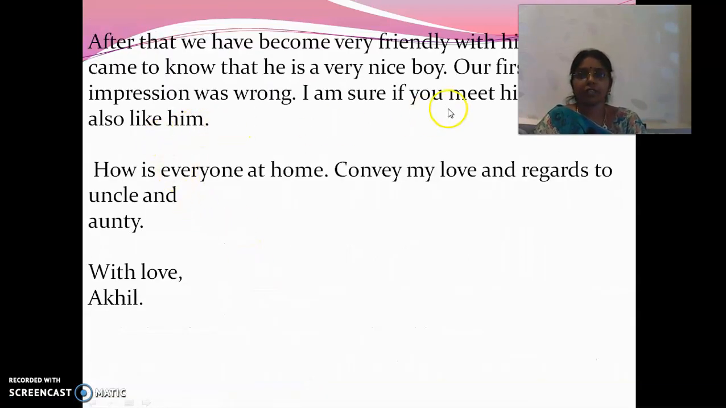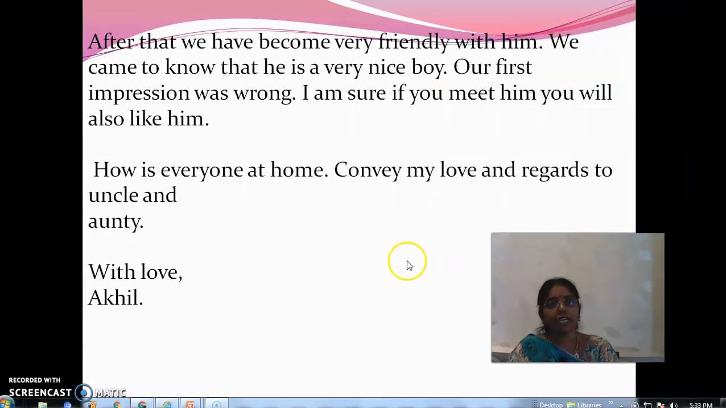After that, we have become very friendly with him. We came to know that he is a very nice boy. Our first impression was wrong. I am sure if you meet him, you will also like him. How is everyone at home? Convey my love and regards to uncle and auntie. With love, Akhil. So this is the letter, and you have finished this letter with neat handwriting. If the page is completed, turn to the next page and write on the right side. Okay, dear? Is there any confusion?